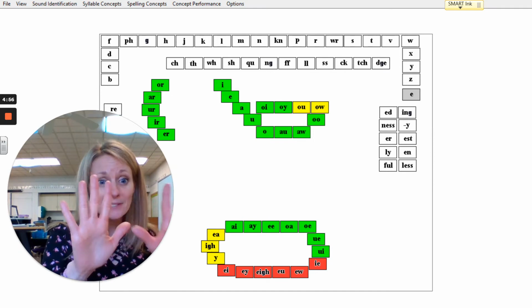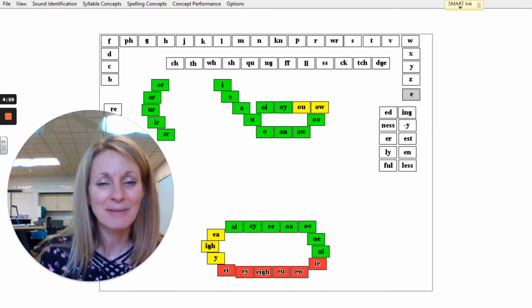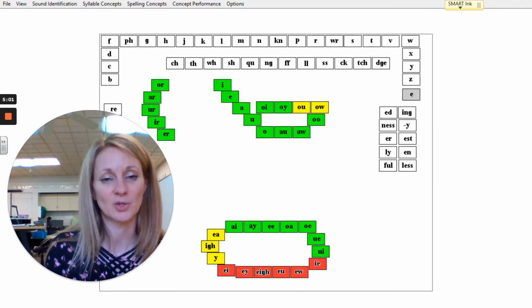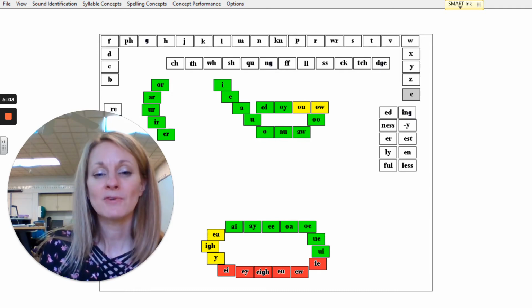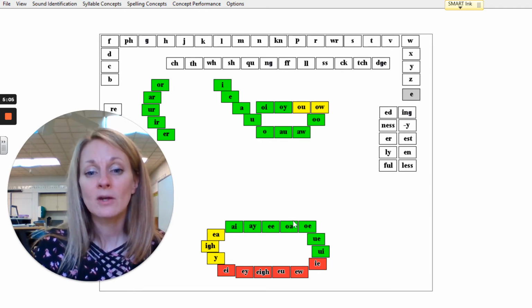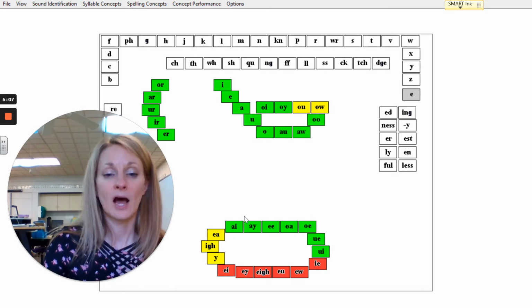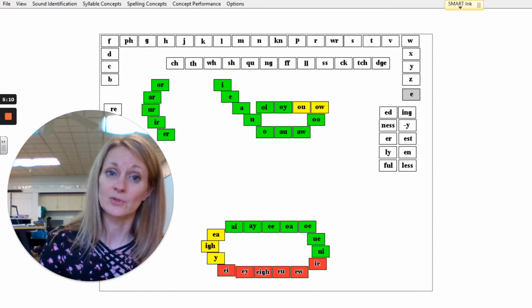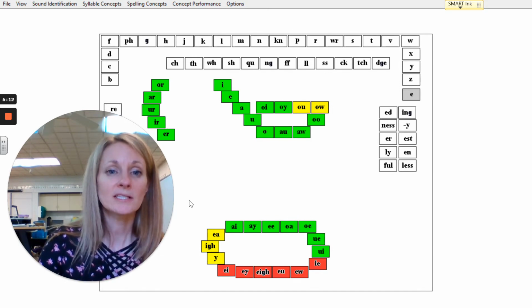And red means stop, stop, stop. There's something else, right? There's something that doesn't fit here that we have to figure out. Okay? So as we focus today on these greens, we know that they are going to say the long vowel pattern of that first vowel. Okay? So let's look at some of these.